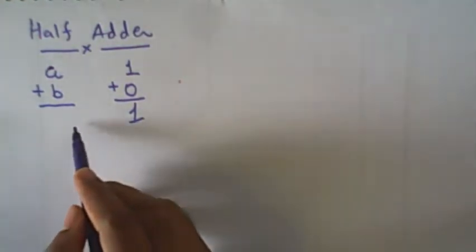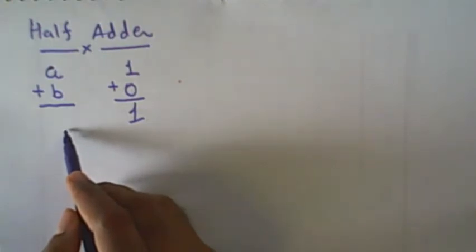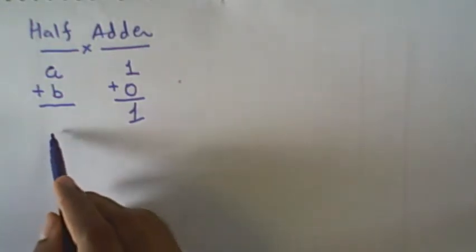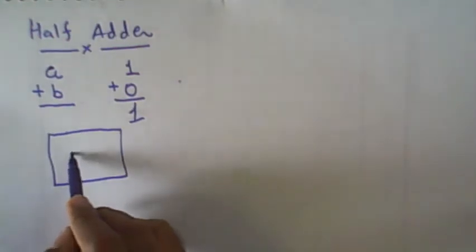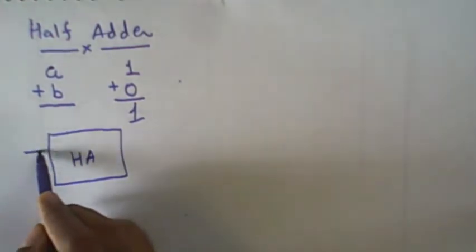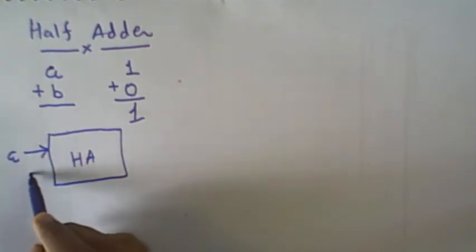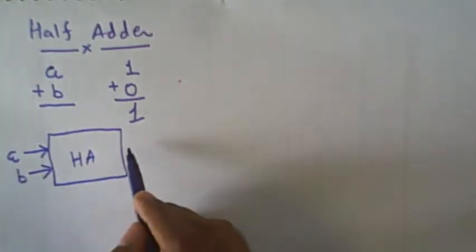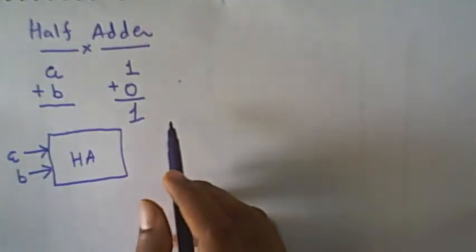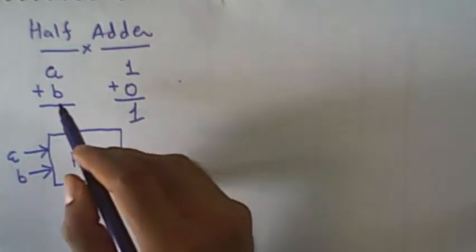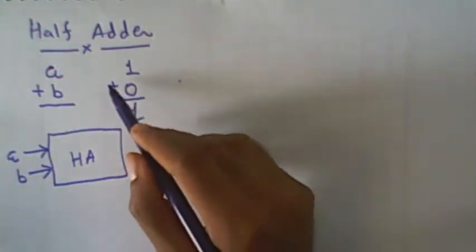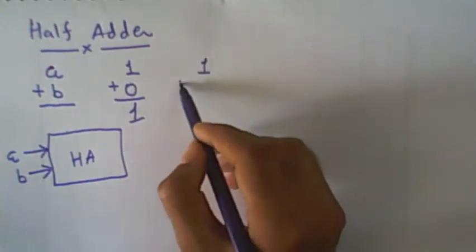The second step is we have to identify the number of inputs and outputs required. Here we want to add 2 bits, so definitely we require 2 variables as input. In the half adder we want to add 2 bits, one is A and another is B. To add the 2 bits, what is the maximum number of output variables required? Let's take the maximum value: A is maximum 1 and B is also maximum 1.